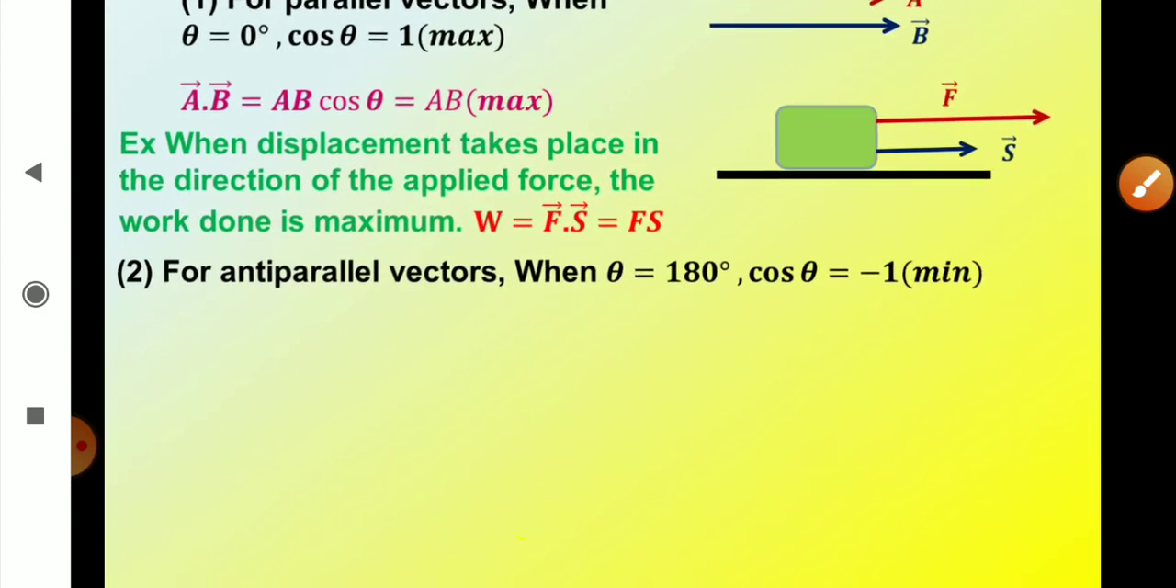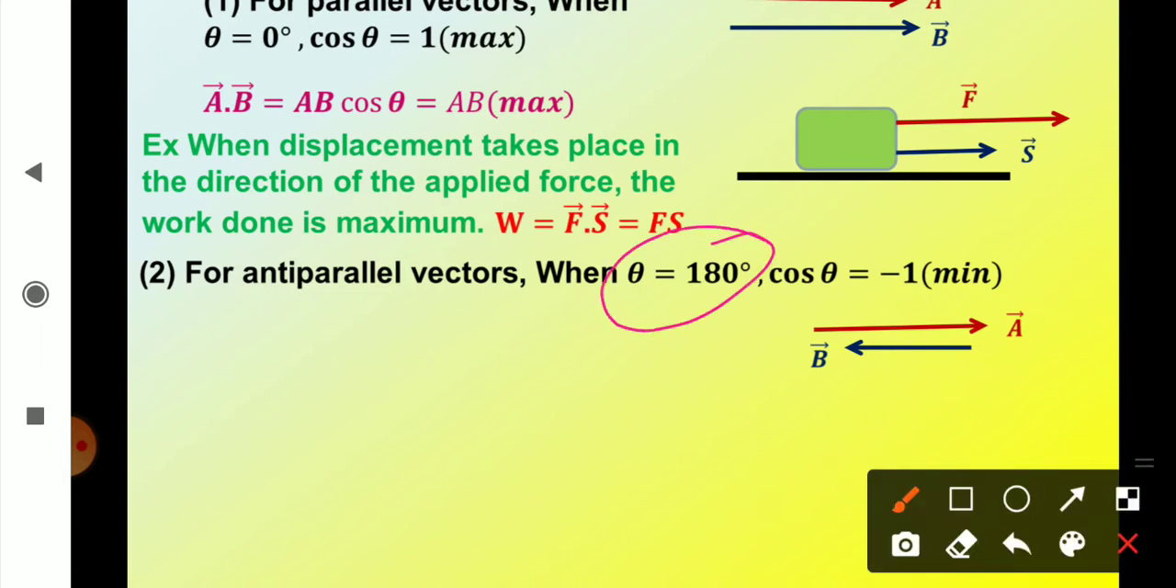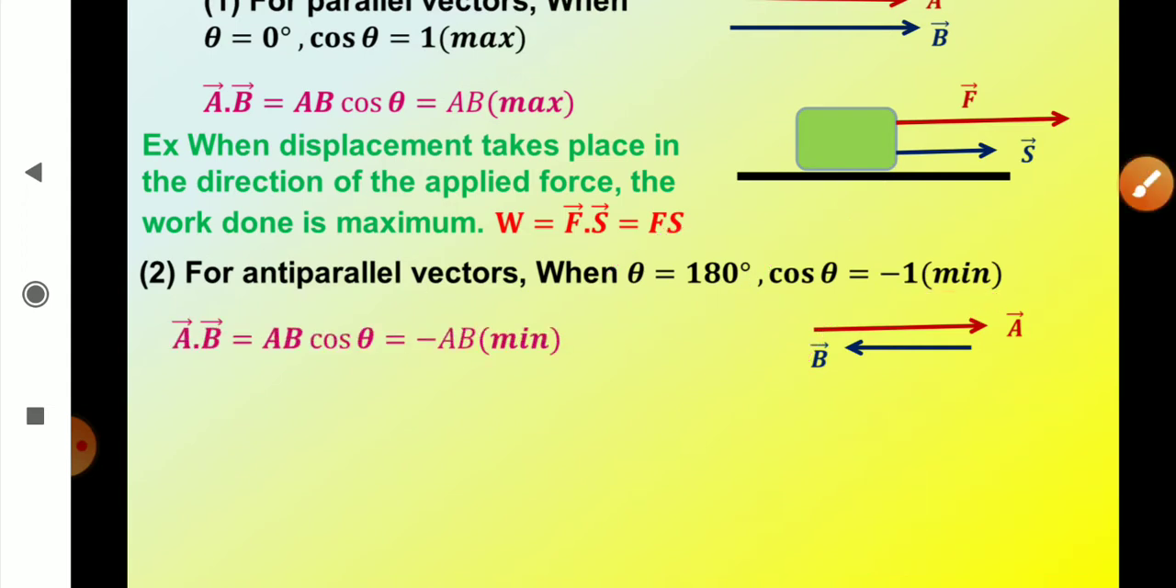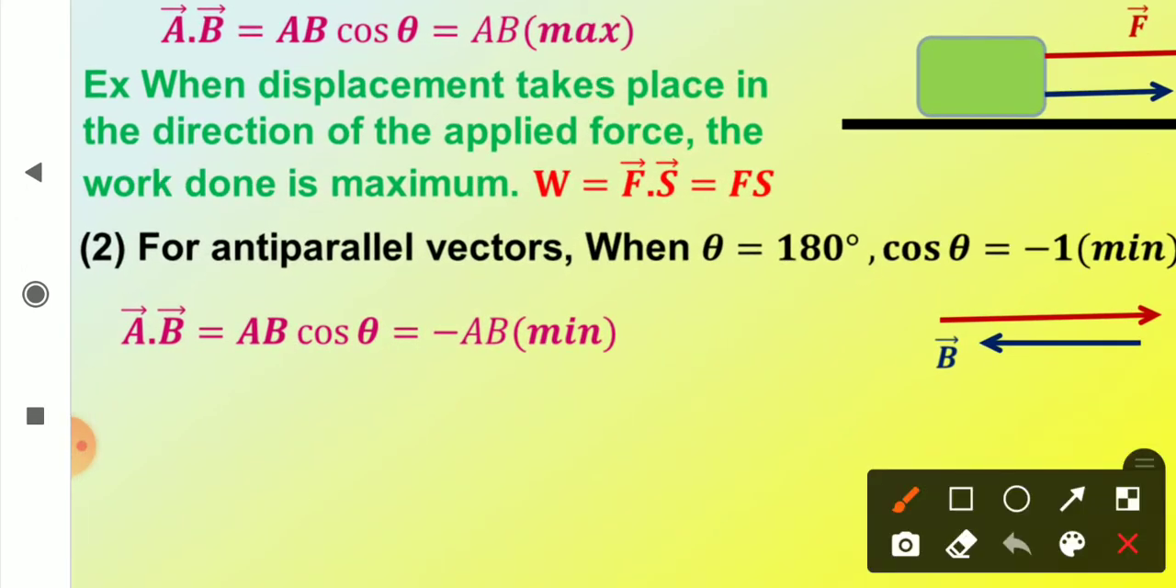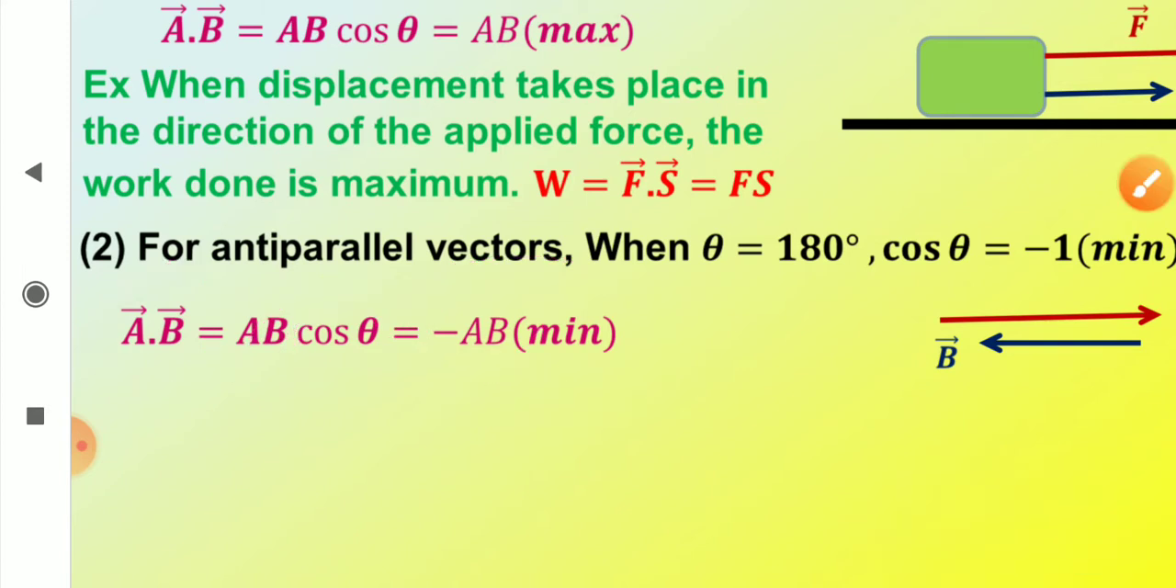And now for anti-parallel vectors or opposite vectors. You know that anti-parallel means the angle between the vectors is 180 degree, like this one. They are anti-parallel. And the value of cos 180 degree is minus 1. So you can see that here A dot B is equal to AB cos theta. The value of cos theta is minus 1. So the product is minus AB. So that means a scalar product or dot product can be negative also.